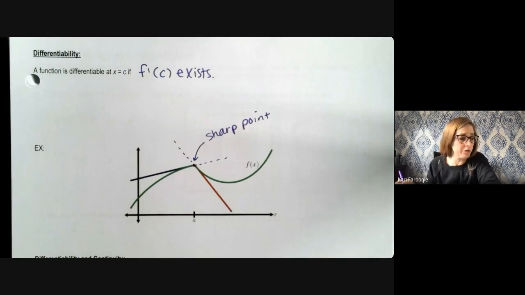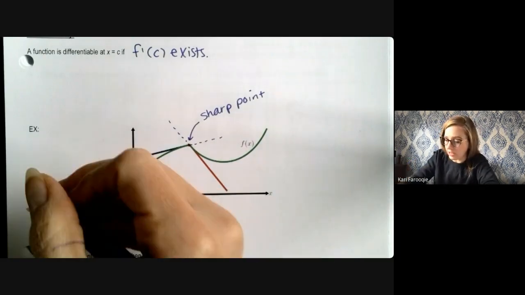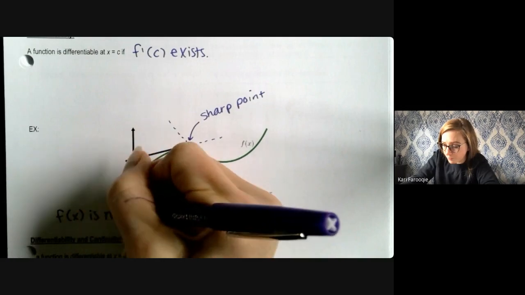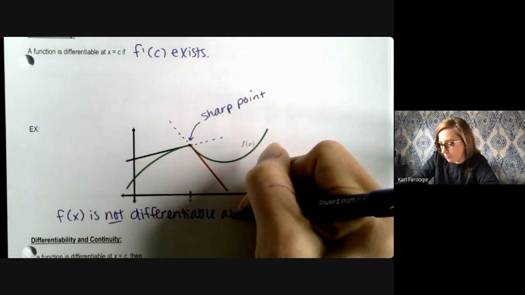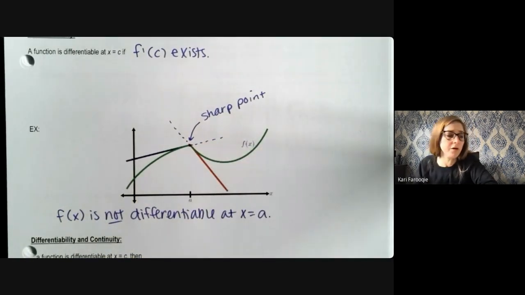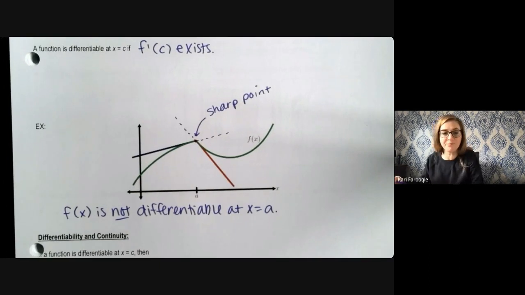This is problematic for your derivative. It cannot be the case that your function is differentiable at this point because the derivative would not exist. f of x is not differentiable at a. So sharp points are one of the big things you need to look out for when we're talking about differentiability, because you end up having two different tangent lines. It cannot be the case that the limit would exist because they're not approaching the same value, and the derivative is controlled by a limit.